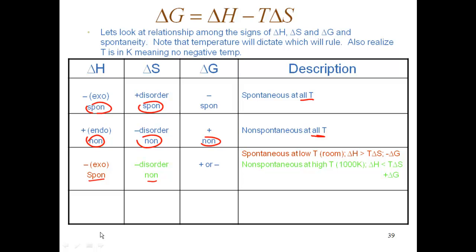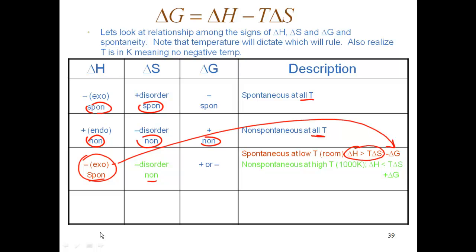At low temperatures, when I mean room temperature, 25 degrees C, 298 Kelvin, 300 Kelvin, 400 Kelvin, very low temperatures, what's going to happen is your delta H is going to be larger than your T delta S. That value is going to be larger. So in that case, we go back to what delta H is. Delta H is favoring a spontaneous reaction. Therefore, I'm going to end up with a negative delta G, which is favoring a spontaneous reaction.